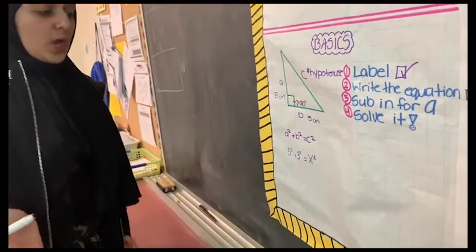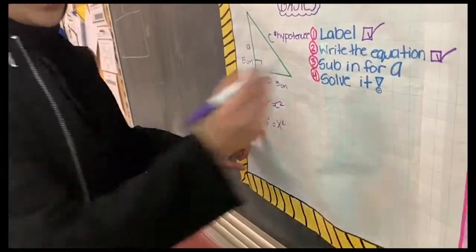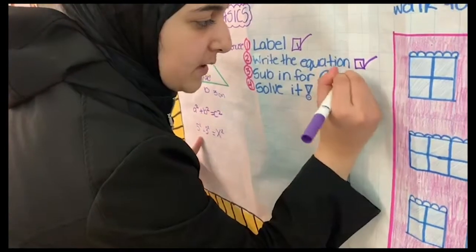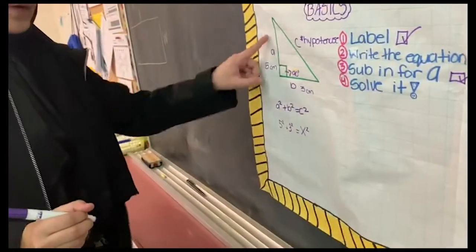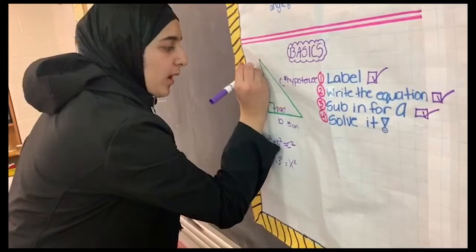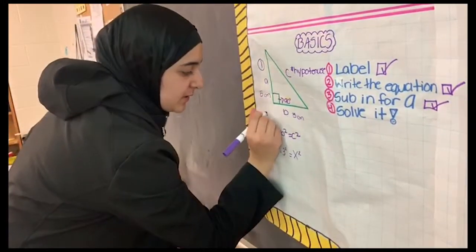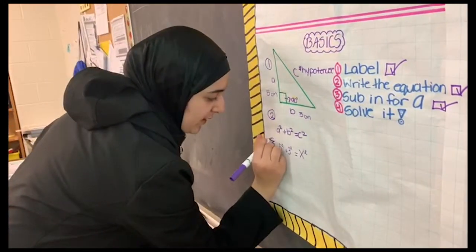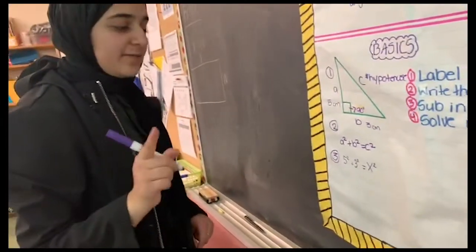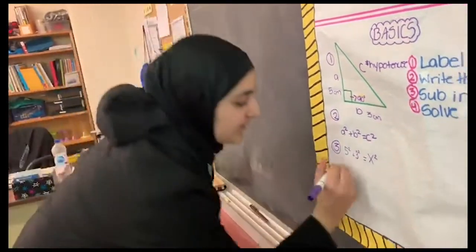Okay guys, so now we have written it down. So sub in for A, that step, check. So now we have 3 of our steps done. This is step 1, this was step 2, this was step 3. Now let's move on to the last and final step, which is step 4.